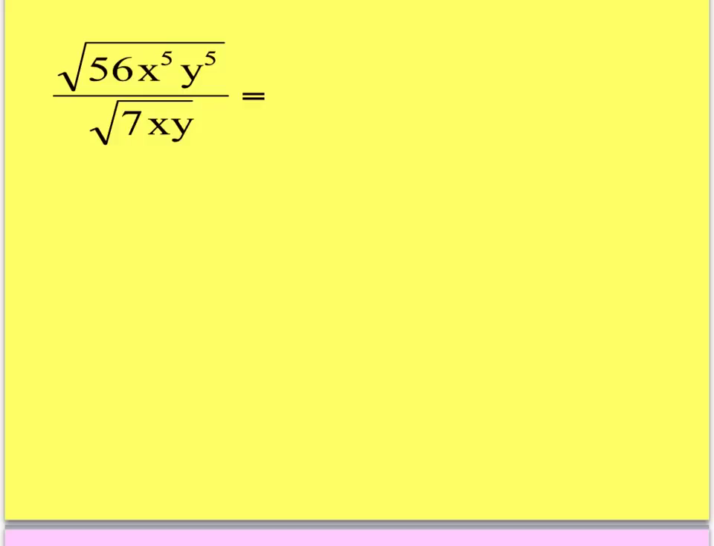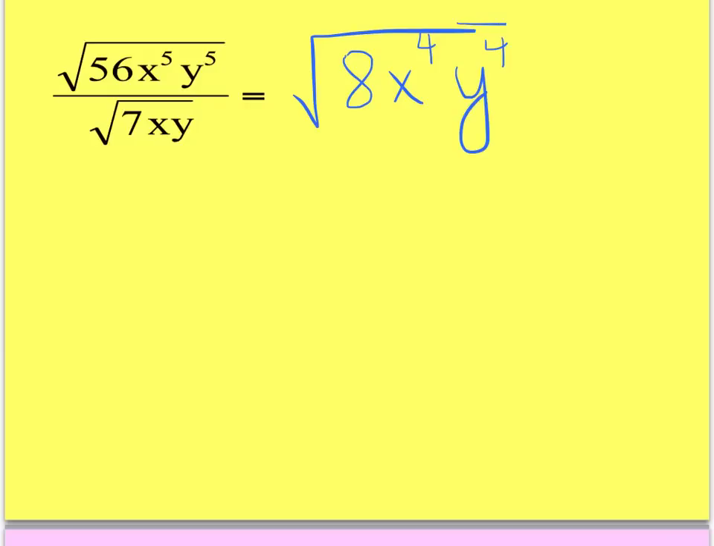Okay, so let's look at just a couple more examples here. I'm going to try to reduce that if possible. I'm going to check to see, is my index the same? And it is. So can I divide 56 by 7? And the answer, of course, is yes. X to the 5th divided by x is just x to the 4th. Y to the 5th divided by y is just y to the 4th.